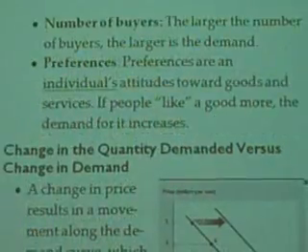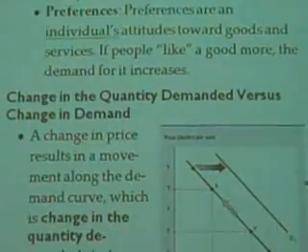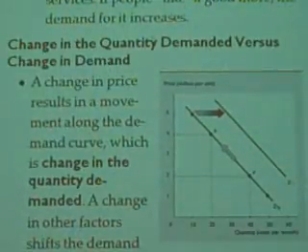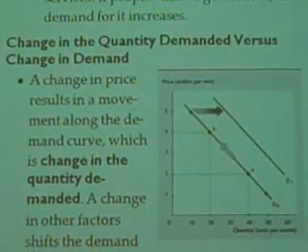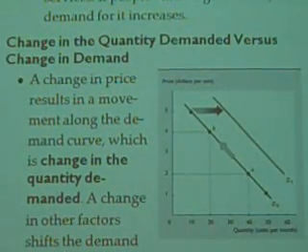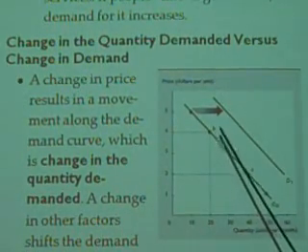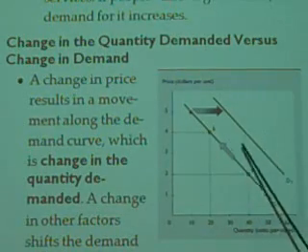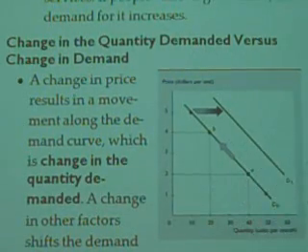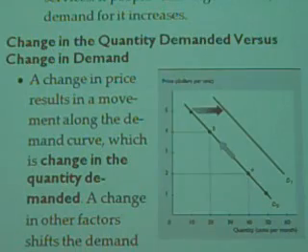And really a simple way to think about it is that anything other than the price of the item will affect changes in the demand. That is, push the demand to the left or to the right. If it's price, it's just going to move up and down the demand curve. But other factors are going to push the demand curve to the left or the right. So what does that look like when there's a change in demand?